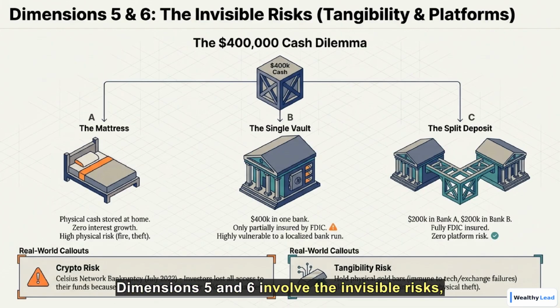Dimensions 5 and 6 involve the invisible risks, tangibility, and platforms. The split deposit method, diversifying cash across multiple banks, mitigates platform risk. Holding physical gold bars alongside gold ETFs is an example of managing tangibility risk.